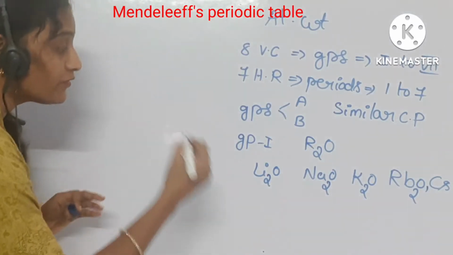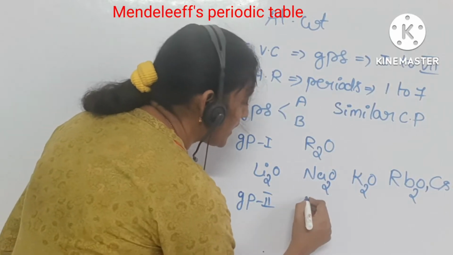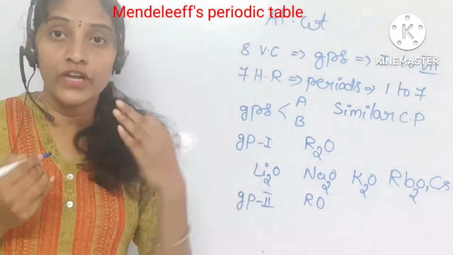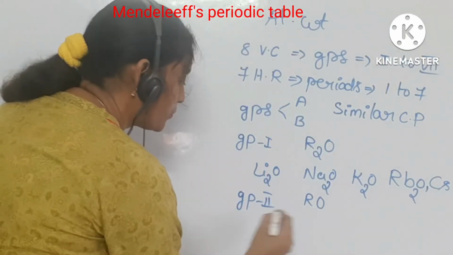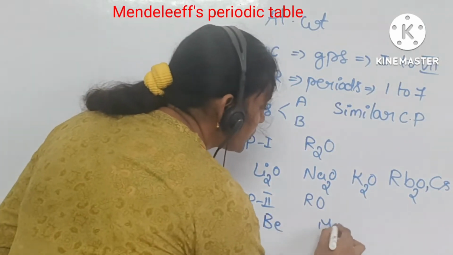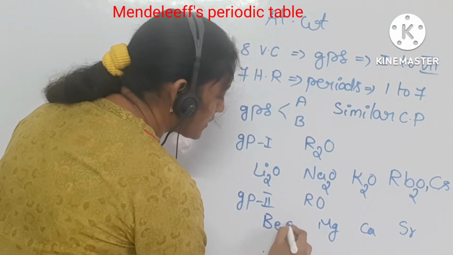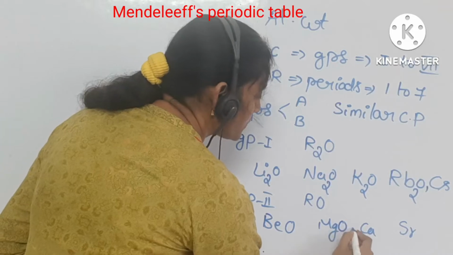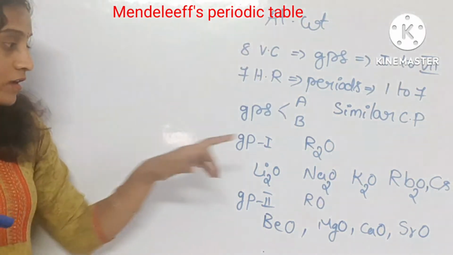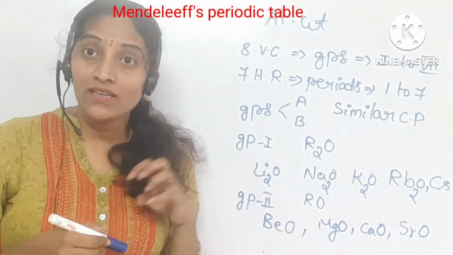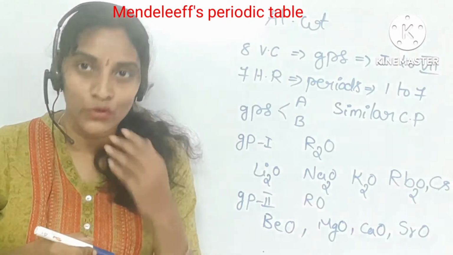You can remember it. If you take group 2 elements also, when they react with oxygen, the general formula of their oxides is RO. The group 2 elements are beryllium, magnesium, calcium, strontium, barium, radium. Beryllium reacting with oxygen forms BeO, magnesium forms MgO, calcium forms CaO, strontium forms SrO. By seeing these oxides, we can easily conclude the elements present in the same column have similar chemical properties.